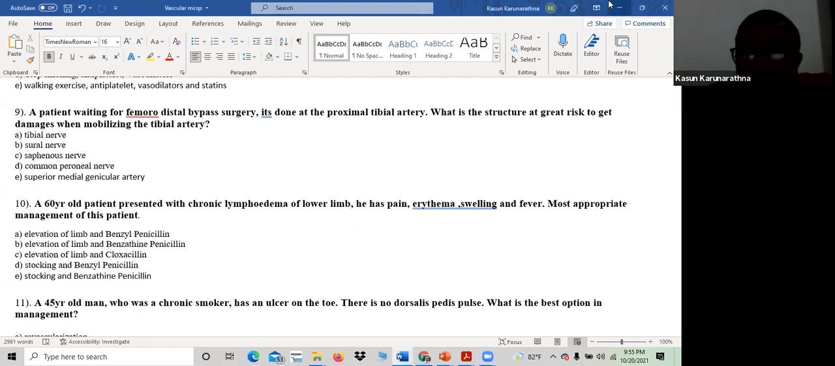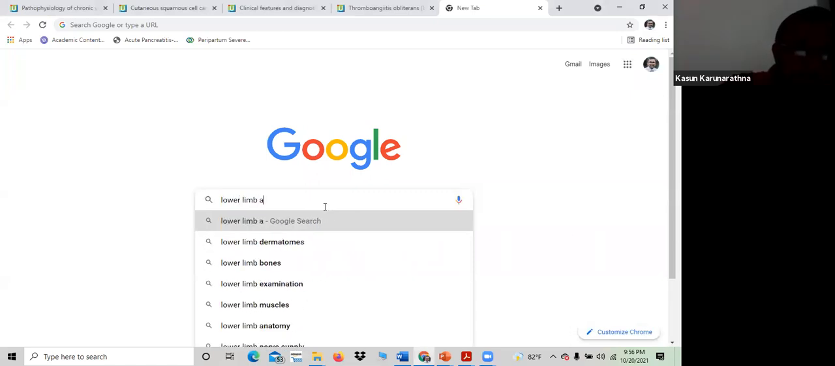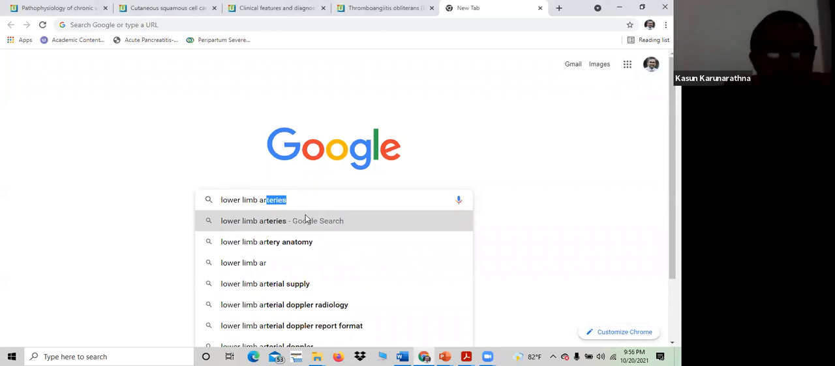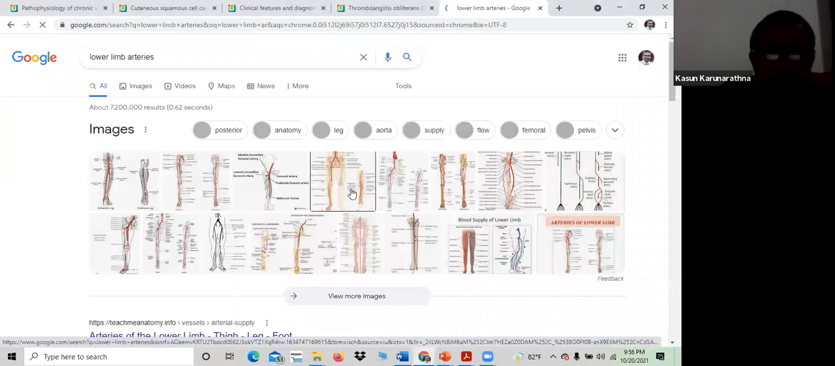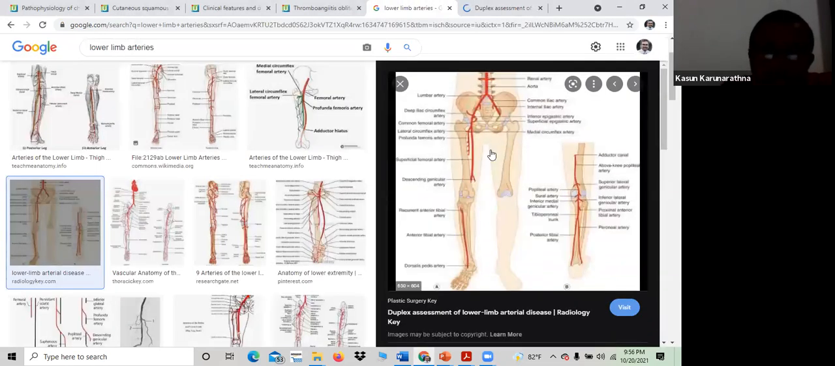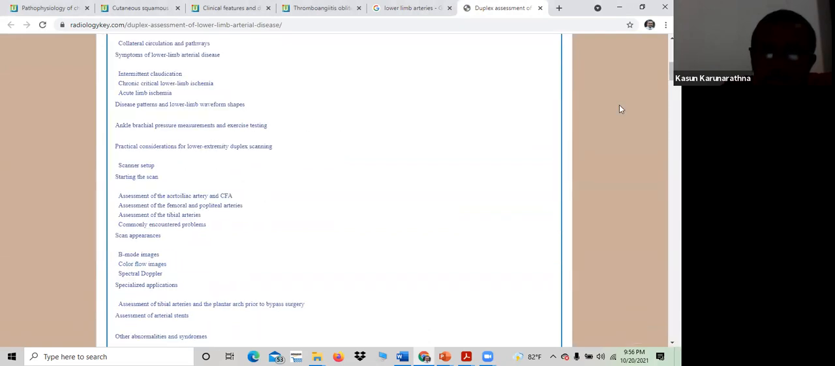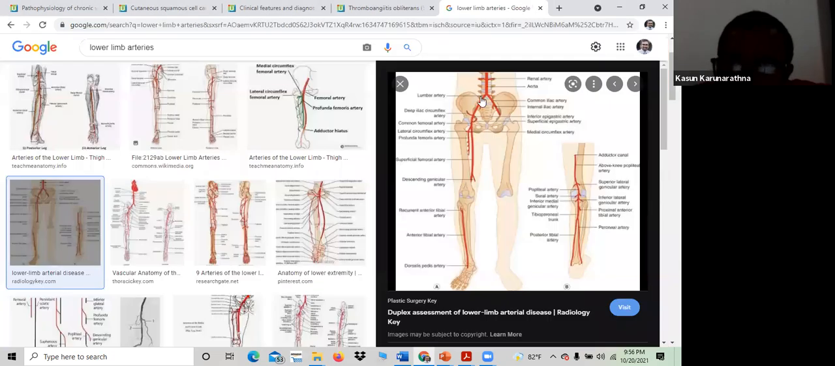Which arteries are involved in the bypass of this patient? They have done a femorodistal bypass. You can see this image now. Here comes the common femoral, then it divides into the profunda femoris and the superficial femoral artery. The superficial femoral artery comes down and divides into the anterior and posterior tibial arteries.